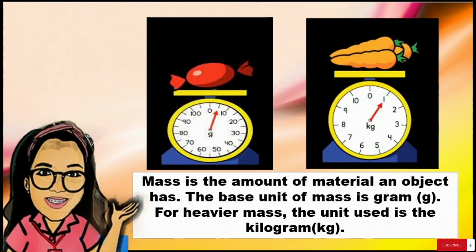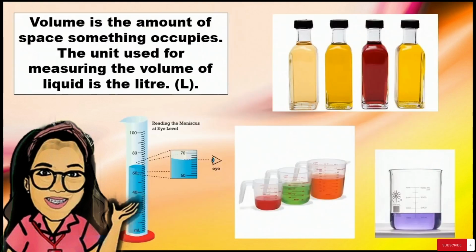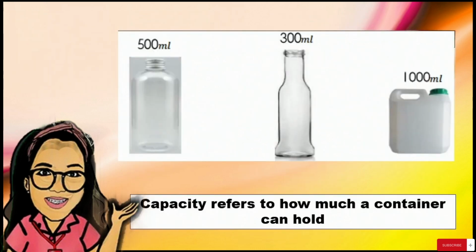Mass is the amount of material an object has. The base unit of mass is gram. For heavier mass, the unit used is the kilogram. Volume is the amount of space something occupies. The unit used for measuring the volume of liquids is the liter. Capacity refers to how much a container can hold.